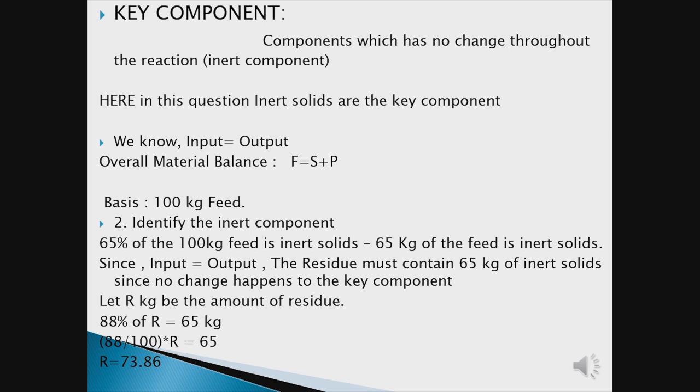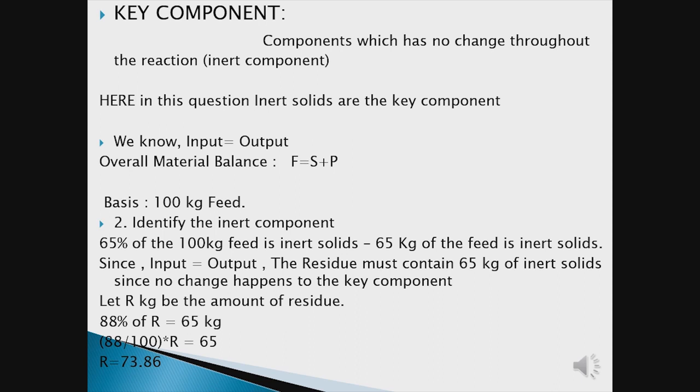Since input equals output, as we have already said, there is no change for the key component. The residue must contain 65 kg of inert solids. We are giving 100 kg of soybeans containing 65 kg of inert solids, so we should receive 65 kg of inert solids in the residue, because the inert solids won't be contained in the oil. They are contained only in the residue.